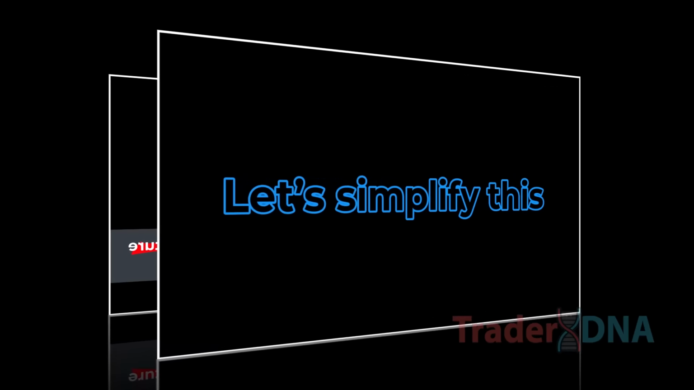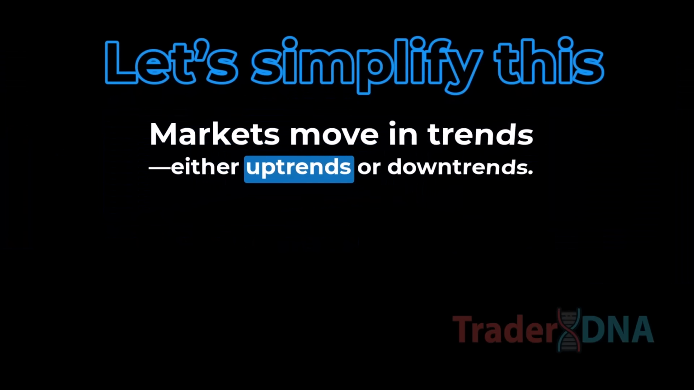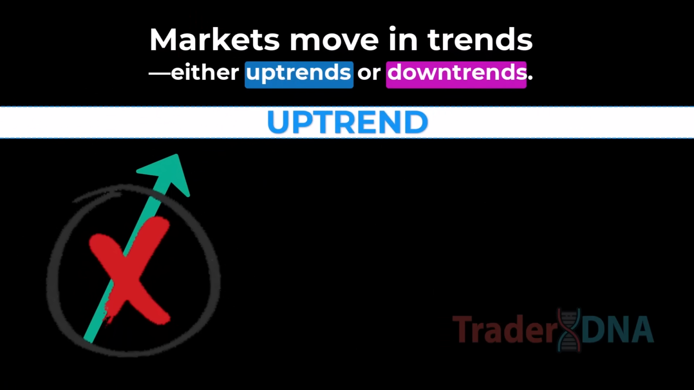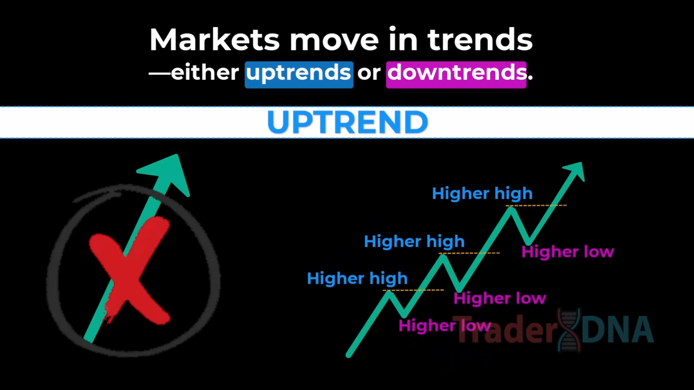Let's make this simple. Markets move in trends, either up or down. That's it. In an uptrend, price does not just fly straight up. It moves with structure. It creates higher highs and higher lows. Higher highs mean every new peak is higher than the last one. Higher lows mean every pullback low is also higher than the previous one. That's how an uptrend builds.